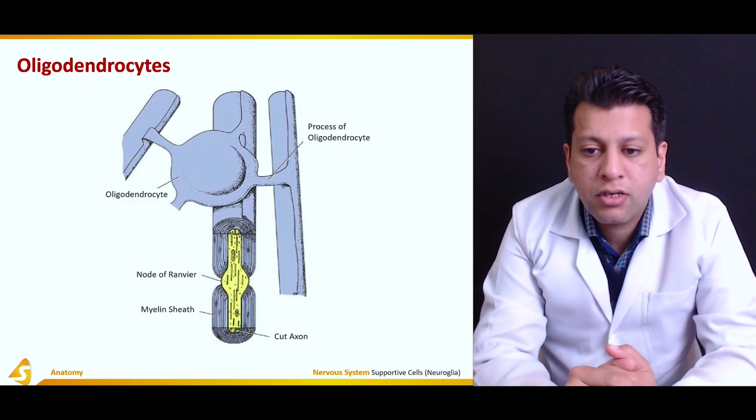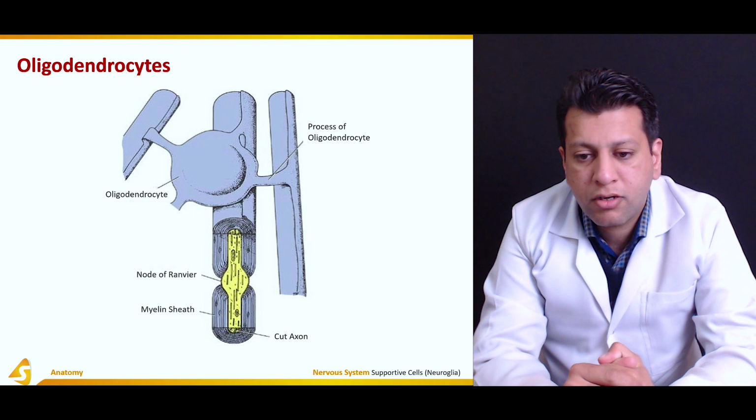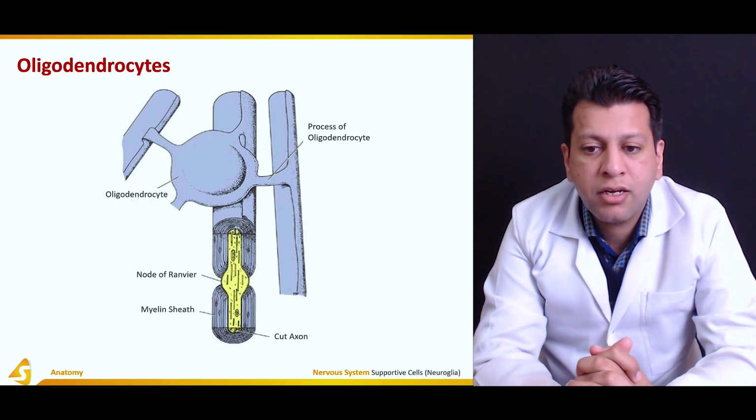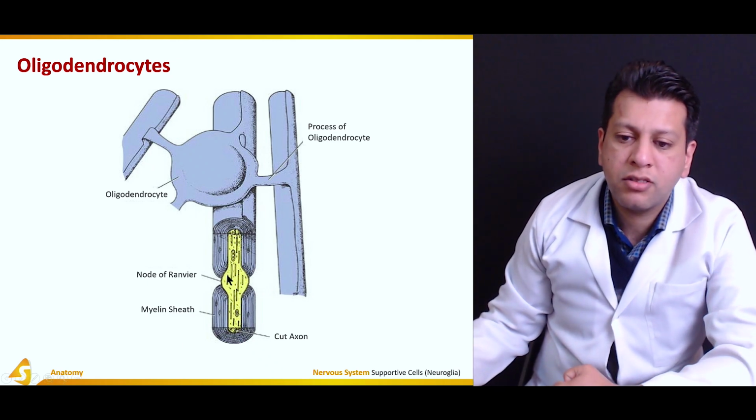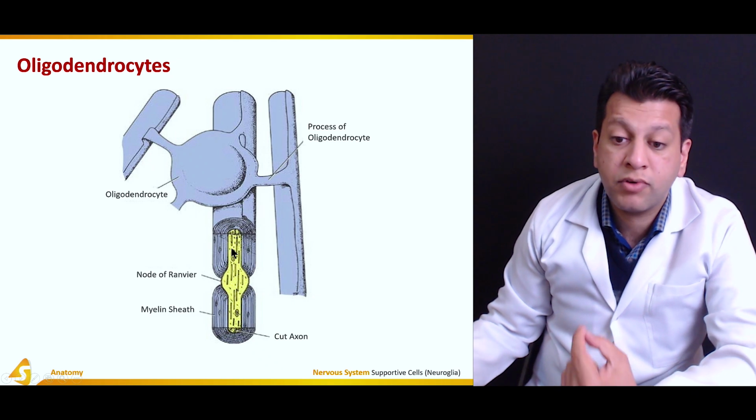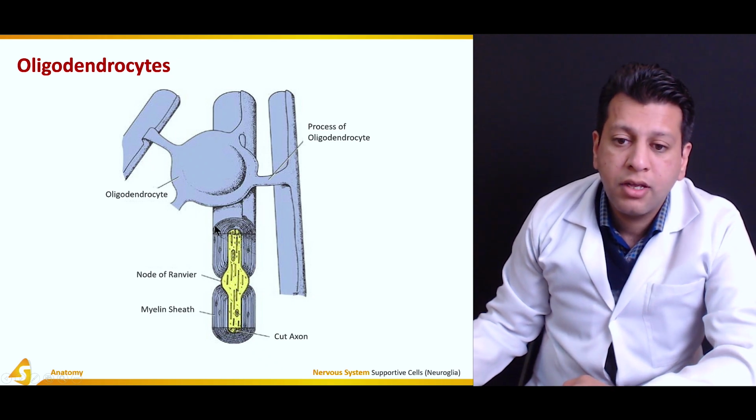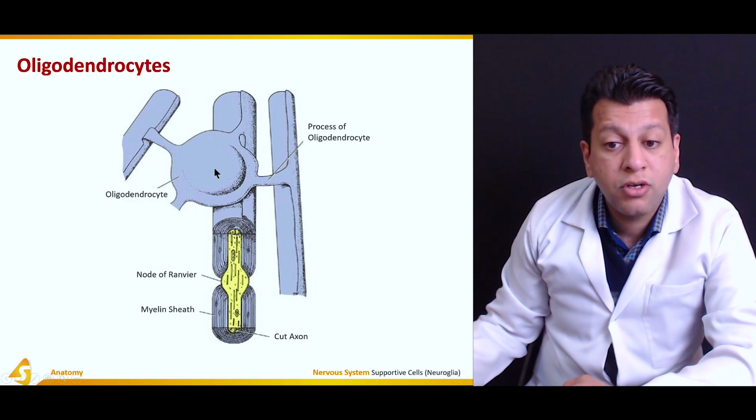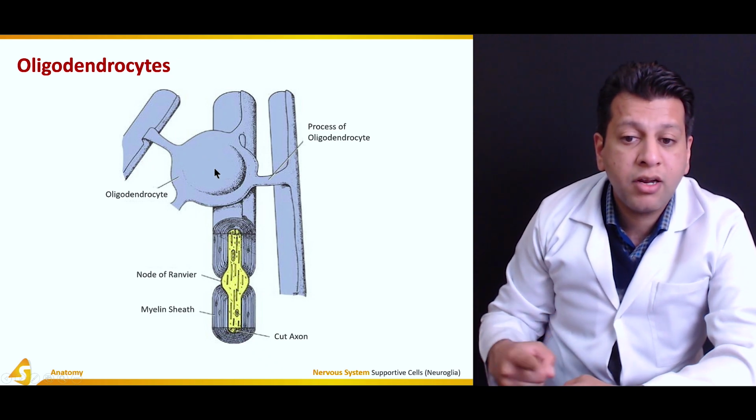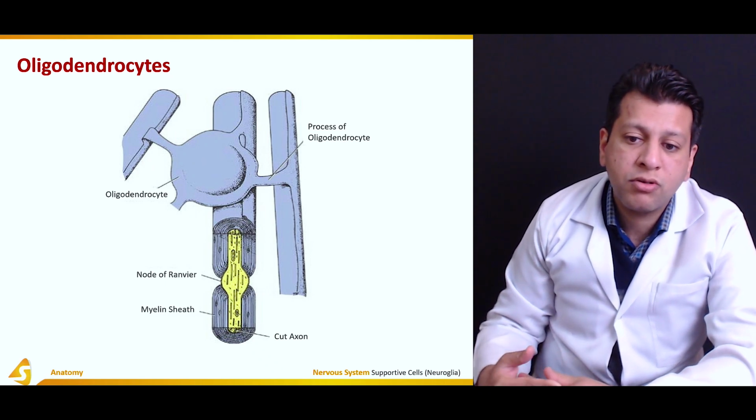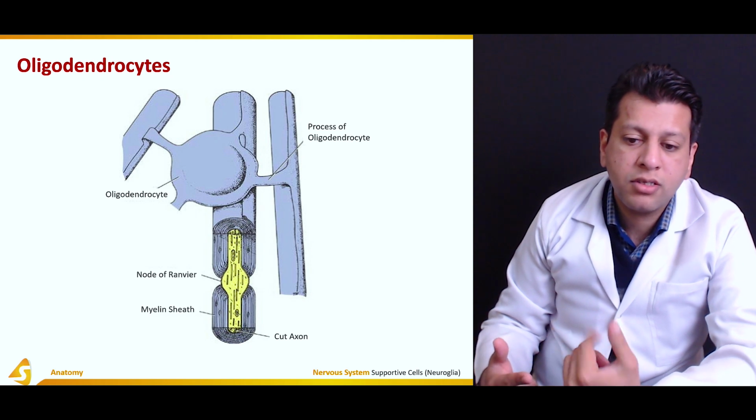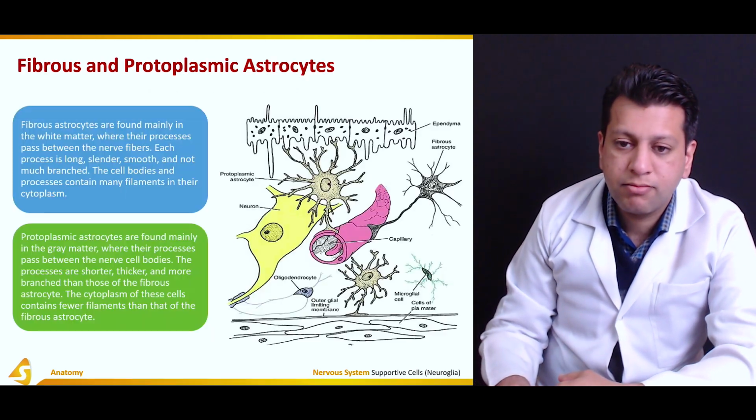Now, this is a classical example showing how an oligodendrocyte is doing the myelination. As you can appreciate over here, this is the node of Ranvier. This is the axon of a nerve of the central nervous system, and only one cell may cover as many as 60 neurons. So it keeps on dividing and winding around the nerve, so that it covers it with a thick layer of insulation called the myelin sheath.